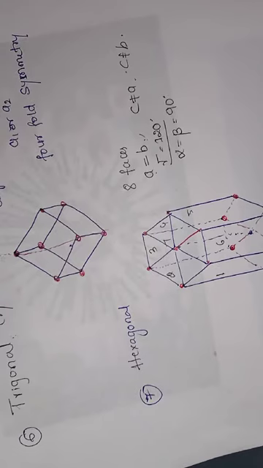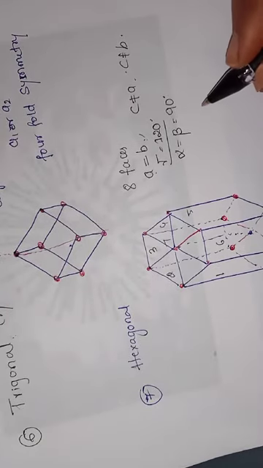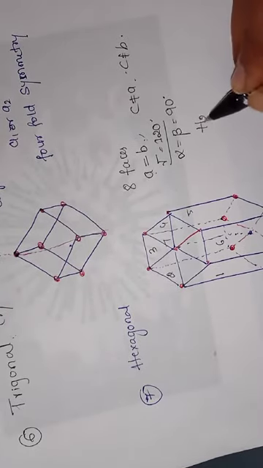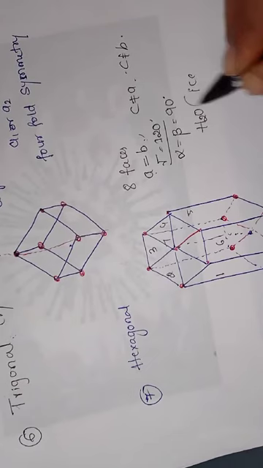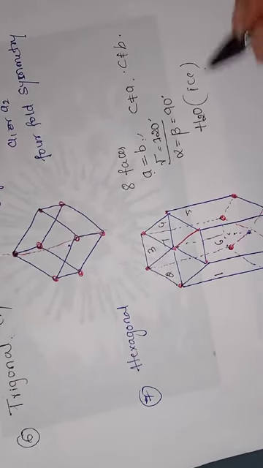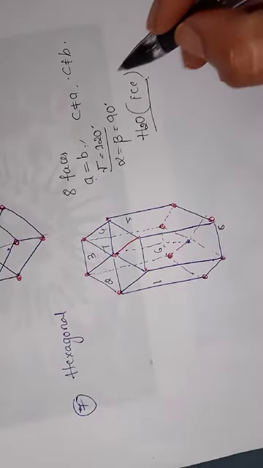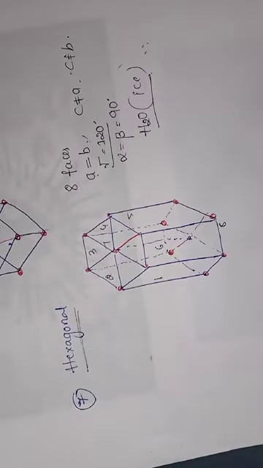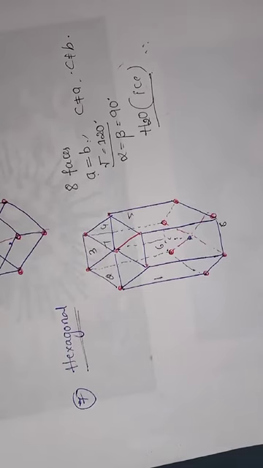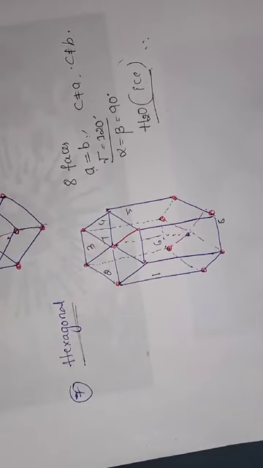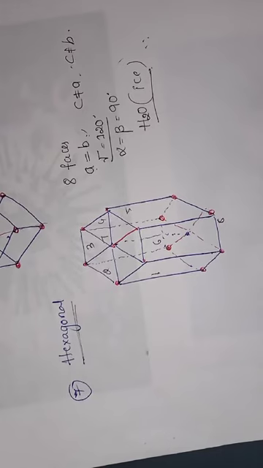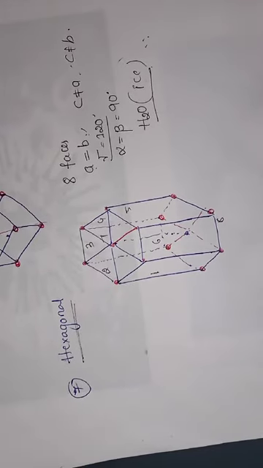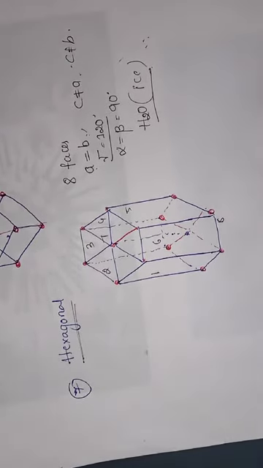An example for this is H2O, that is ice. Ice is nothing but H2O. This ice cube has the hexagonal crystal structure. This is all about the three-dimensional lattice types. These are the seven crystal systems, the basic unit cell crystal systems.